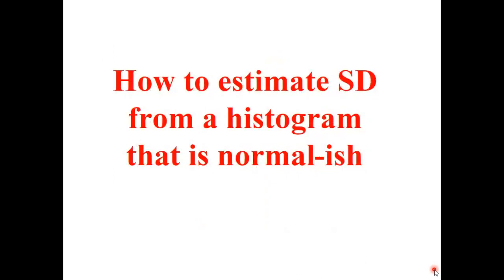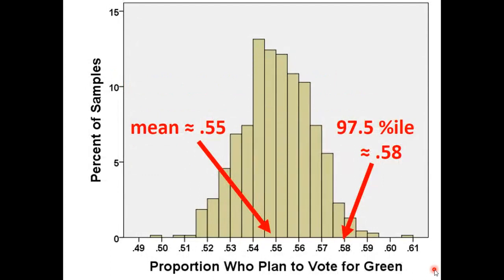At the end of the last lecture, we talked about how to estimate the standard deviation from this histogram or any histogram that is normal or kind of normal in shape. We begin by estimating 2 scores. First, we estimate the score that's equal to the mean. 0.55 is a good estimate of the mean in this histogram. Second, we estimate the score that is at the 97.5th percentile. 0.58 is a pretty good estimate for the 97.5th percentile in this histogram.